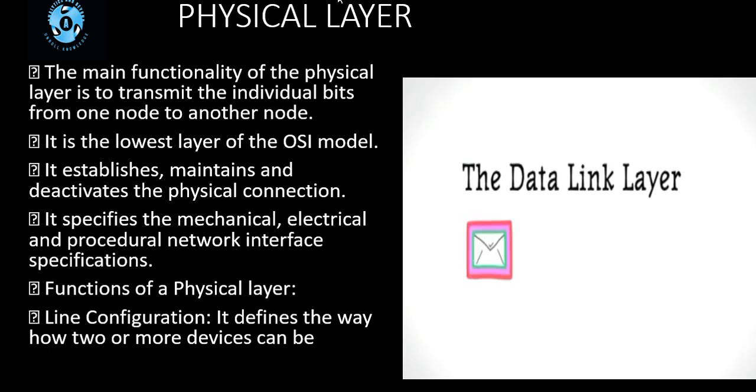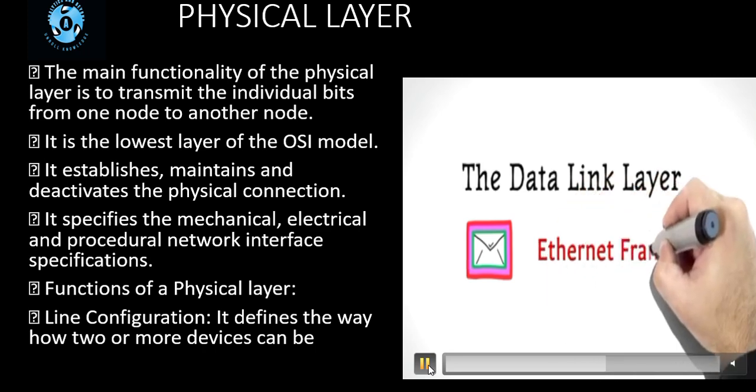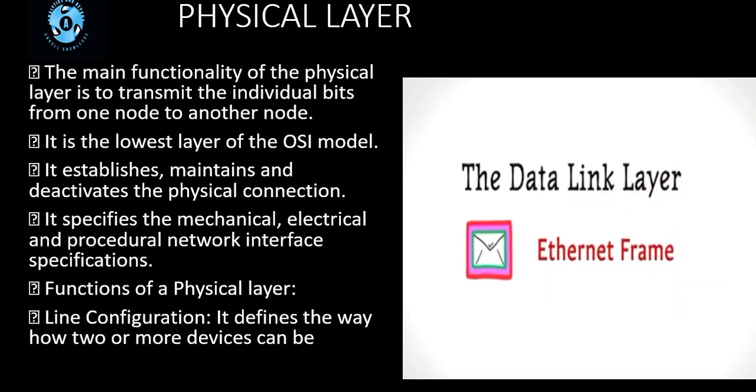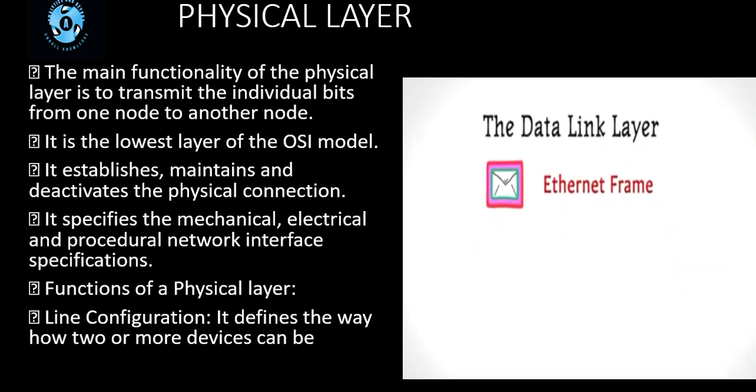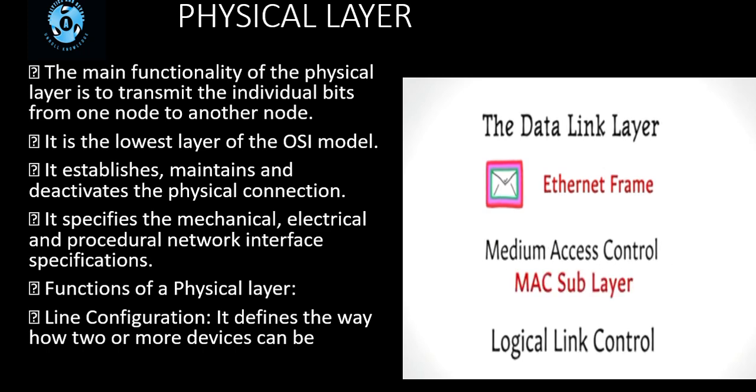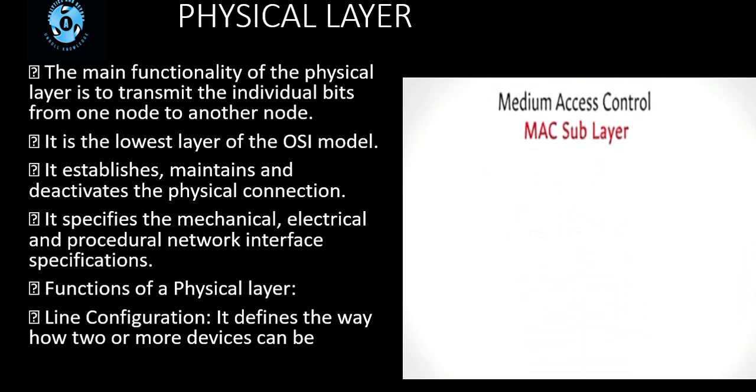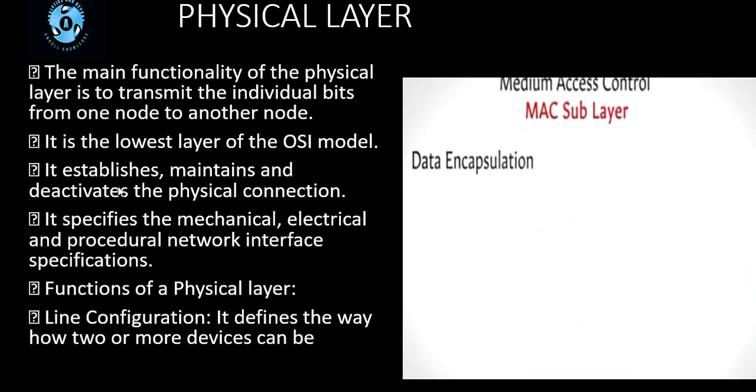You can also go through the data link layer. How does the data link layer work? It converts the link into Ethernet, that means a frame for each message. We use a protocol called medium access control or logical link control. Through that, information can be transferred from one system to another, and when it is transferred, encapsulation will happen.